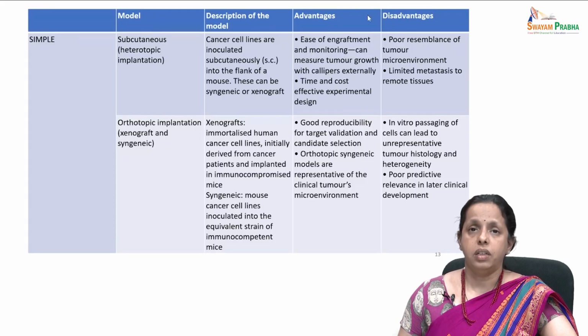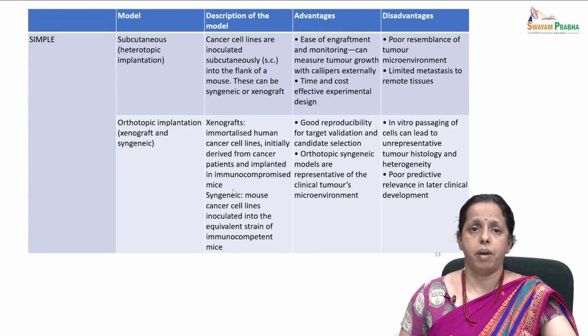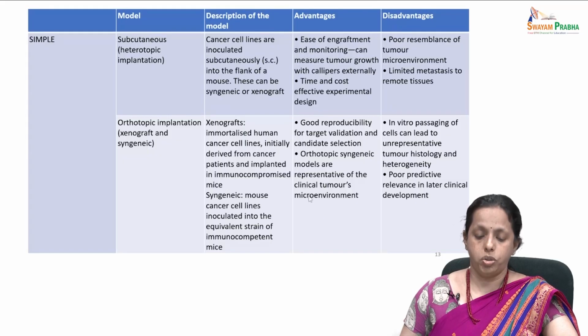As mentioned before, they do not have any resemblance to the original tumor, whereas with an orthotopic implantation, the immortalized cancer cell lines derived from the cancer patient are implanted in immunocompetent mice, or in syngeneic mice. They could then be implanted in the same site as the origin of the tumor tissue.